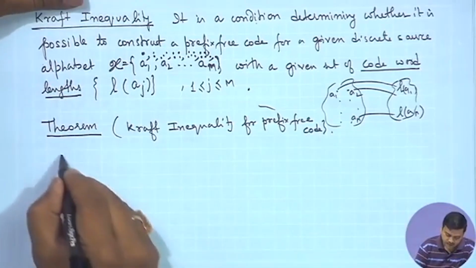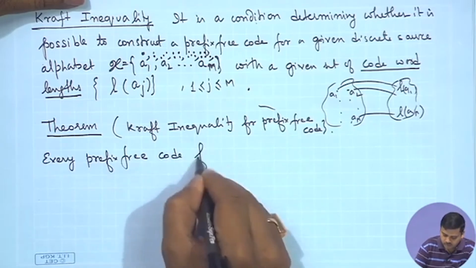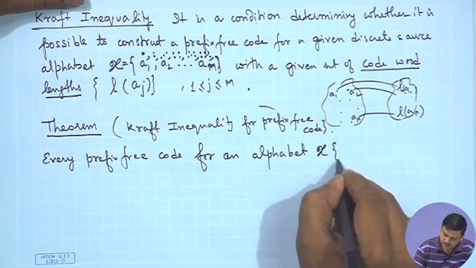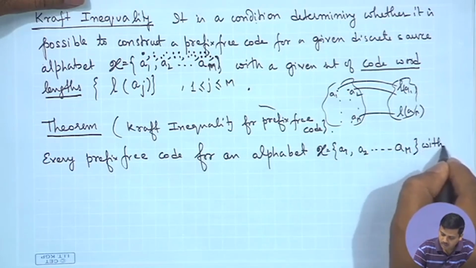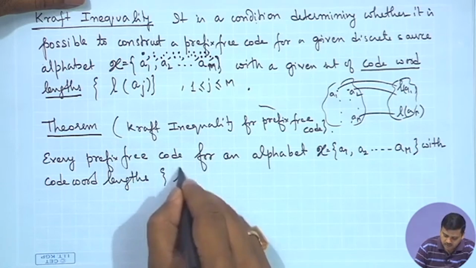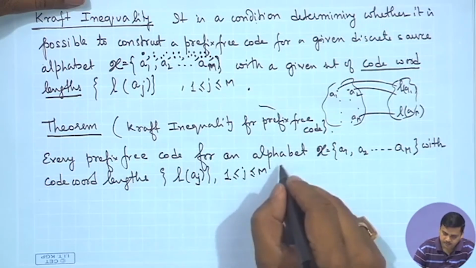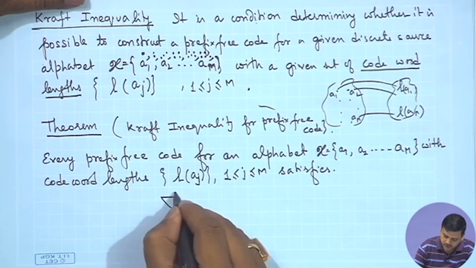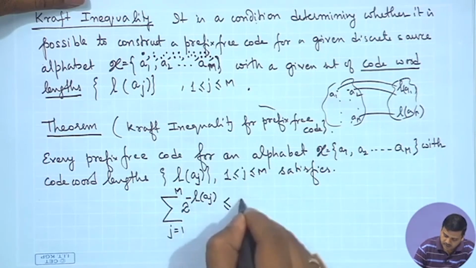It states that every prefix free code for an alphabet, let us say X equal to A1, A2 up to AM, with code word lengths L of AJ with J ranging from 1 to M, satisfies this inequality: the sum over j equals 1 to M of 2 to the power of minus L of AJ is less than or equal to 1.